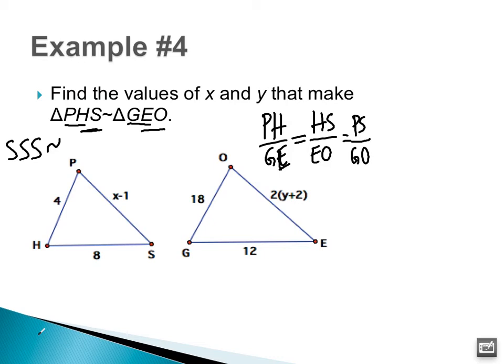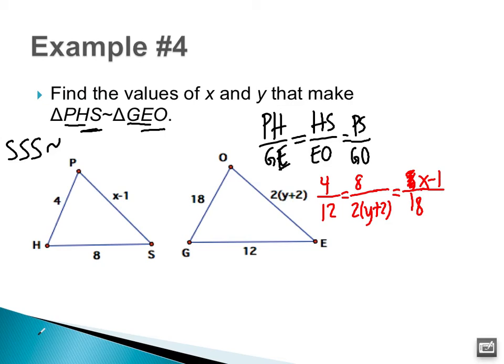Now I'm going to fill in these proportions with the information from the figures. PH is 4, GE is 12, HS is 8, EO is 2 multiplied by y, add 2, and then PS is 8, and GO is 18. Oh, no, I missed one. PS, I'm sorry, is not 8. It's x subtract 1. Sorry, my fault.